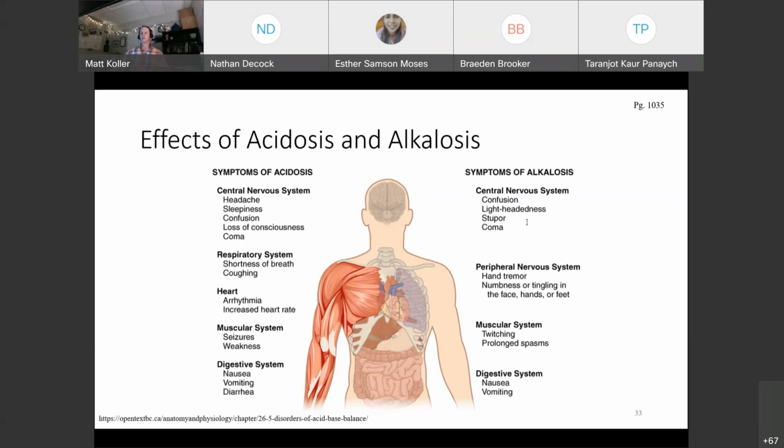Alkalosis, pH is too high. Central nervous system: confusion, lightheadedness, stupor, coma. Peripheral nervous system: hands are trembling, numbness, you might have muscle twitching, spasms, or nausea and vomiting.